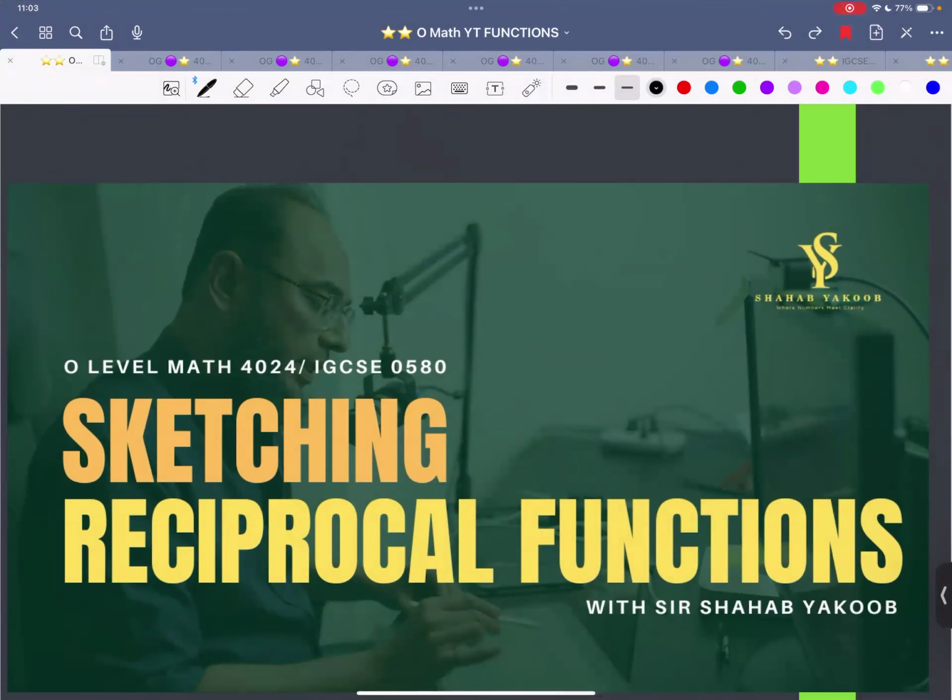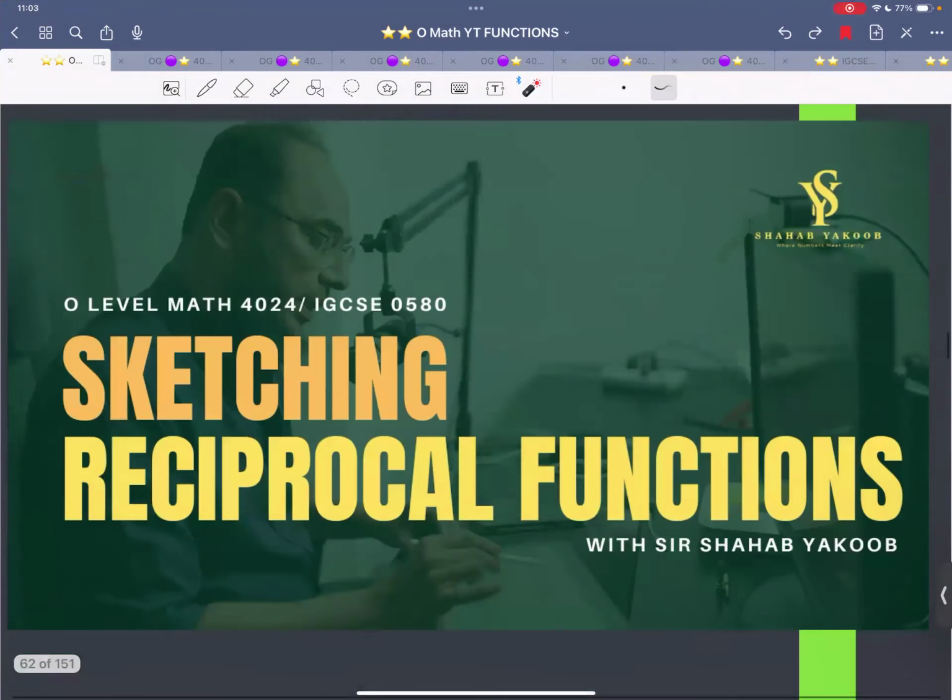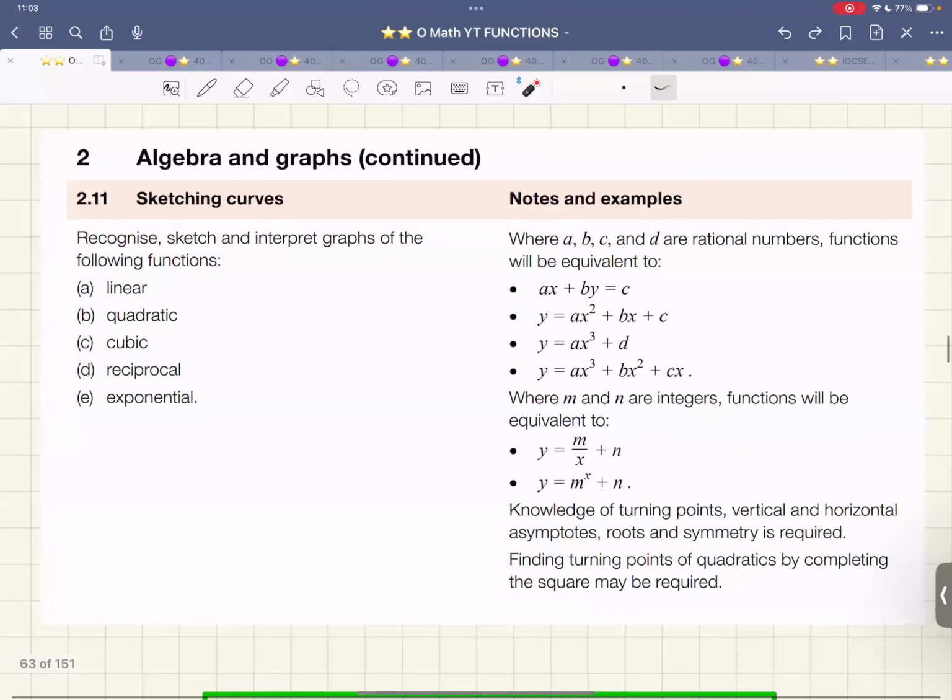Now, in this particular video, we are focusing on sketching reciprocal functions. It's for O-level math, but equally good for AS and A-level math for P1 and P3. So now let's look at the syllabus. We are on topic 2. That's part of algebra and graphs, and the subtopic is 2.11. Recognize, sketch, and interpret. That is what we are focusing on. Recognize, sketch, and interpret graphs of the following.